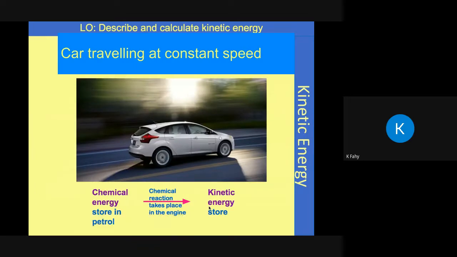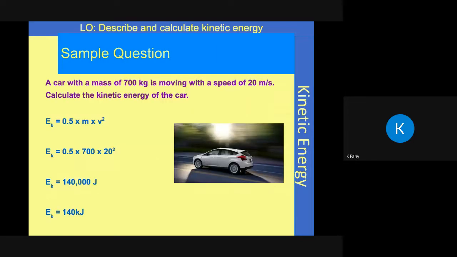Okay, so let's look at an example now. We're talking about a car moving at constant speed. I know that in my fuel, in my petrol, in my diesel, I've got chemical energy. That goes into my engine, a chemical reaction happens, and that causes the car to move. That means I'm generating kinetic energy. My car now moves. So let's look at an example of how we would calculate that.